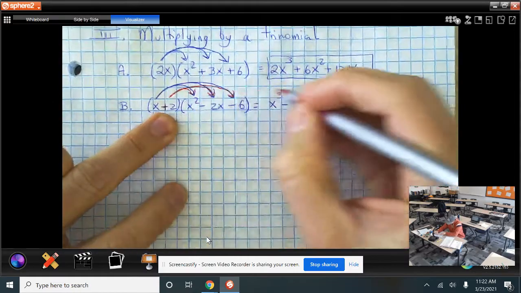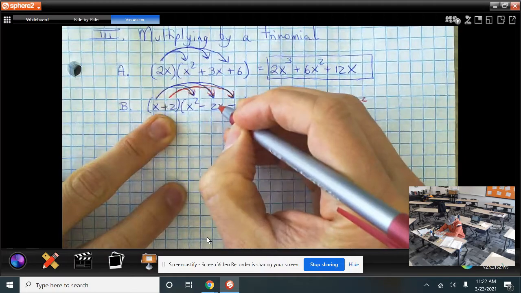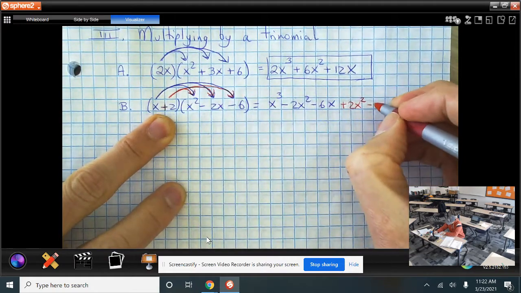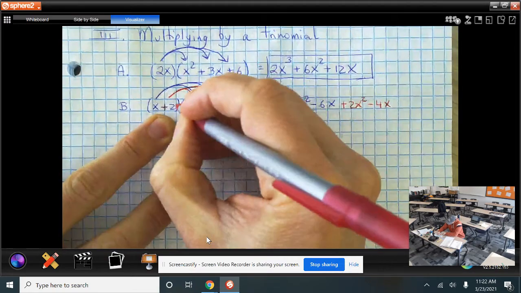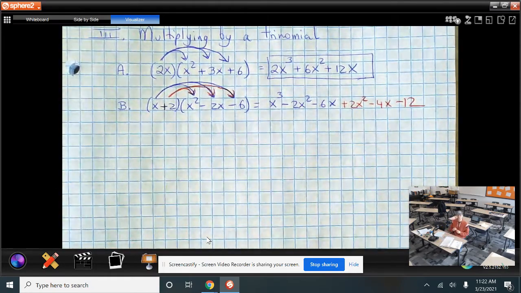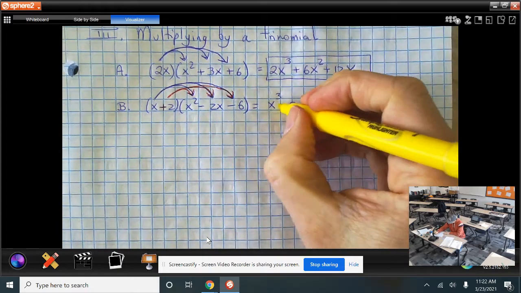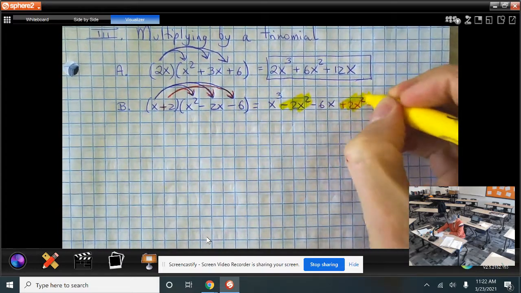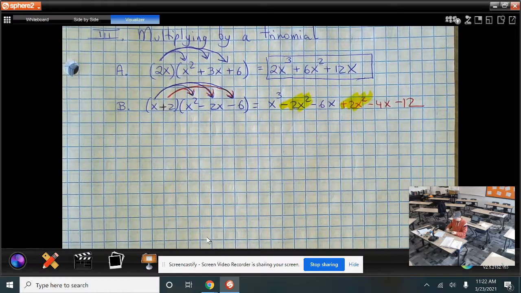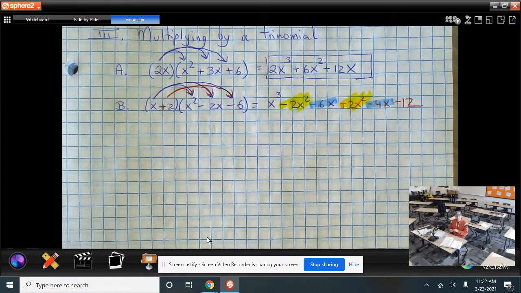So 2 times x squared is 2x squared. 2 times negative 2x is negative 4x. And 2 times negative 6 is negative 12. And now I need to go hunting for like terms. There are going to be some like terms here. So to highlight in yellow, these are my squared terms. These both have an x squared, so they're going to get combined. And then these two have an x, so they're going to be combined.